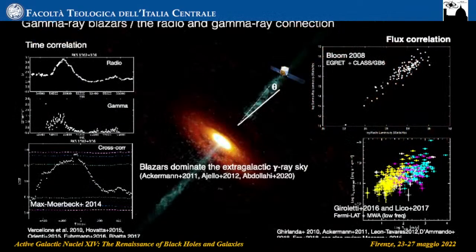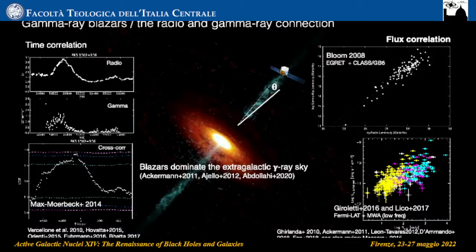So we know that there is an evidence for a connection between the radio and the gamma ray emissions in blazars. And blazars, they are the dominant population of the extragalactic gamma ray sky. So this evidence comes from statistical studies like flux correlation. You see this on the right. So if we plot the flux at the gamma rays against the flux density at the radio wavelengths, we see correlations from the very low frequencies like 150 megahertz up to the very high frequencies.